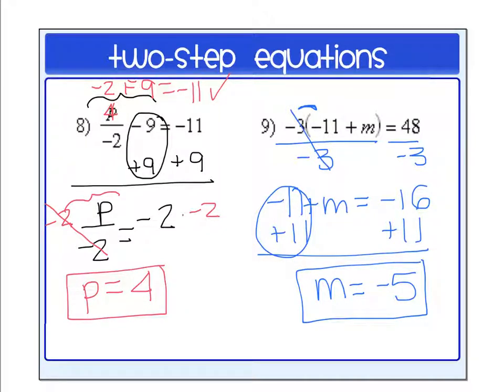If I want to plug it back in, I'm going to come up top here and plug in my negative 5. Negative 11 plus negative 5 is a negative 16. And negative 16 times a negative 3 is a positive 48.